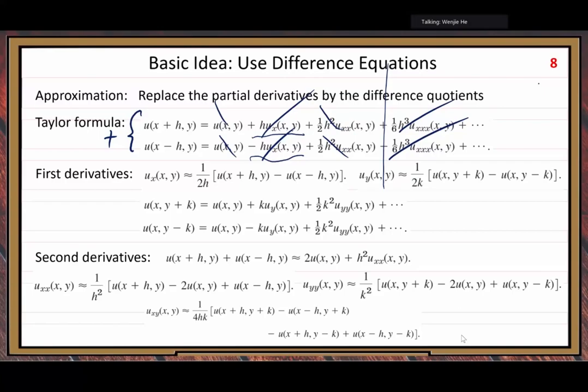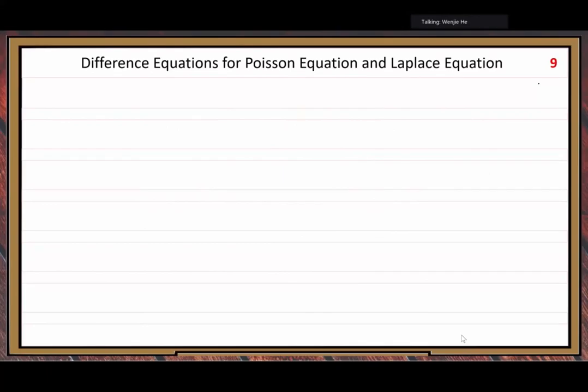After we get all these approximations, we can replace all the partial derivatives in the original equation, the PDE, by these. People also call this divided difference: you do the difference, then you do the division. All difference quotients. Difference equations for two PDEs. First one, Poisson equation. Second, Laplace equation.